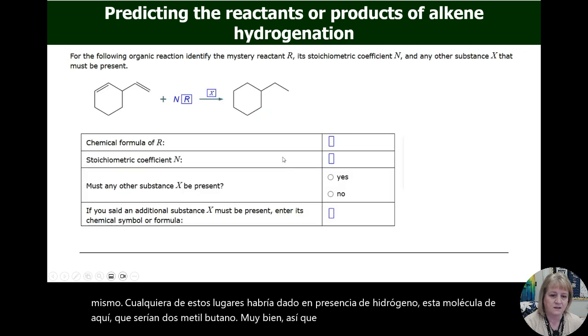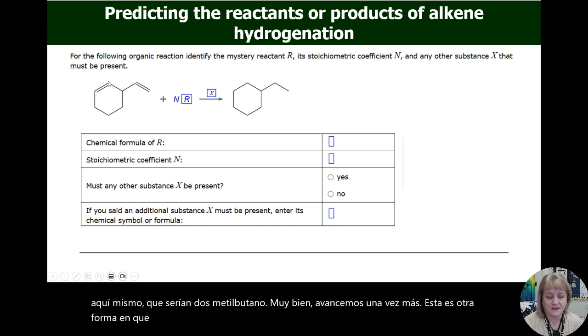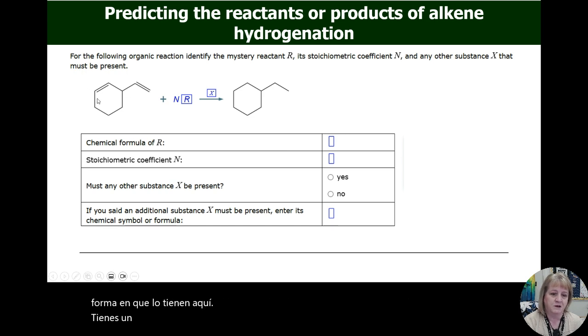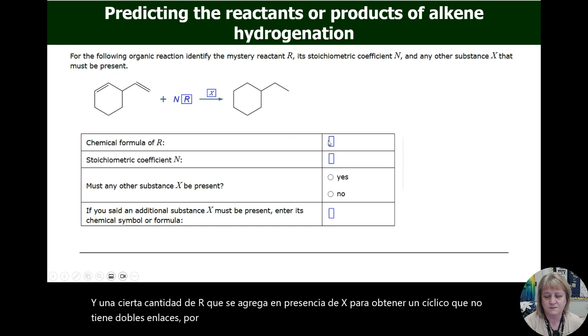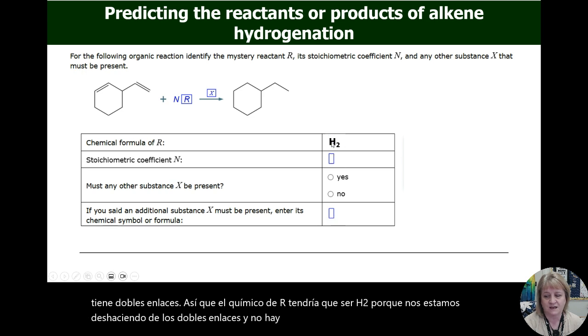All right, so let's go forward one more. This is another way that they have it here. You've got a cyclic that has double bonds in it, and you have some amount of R that's added in the presence of X to give you a cyclic that has no double bonds. So the chemical of R would have to be H2, because we're getting rid of the double bonds and there's nothing else added to it. So we're going to say it's H2.